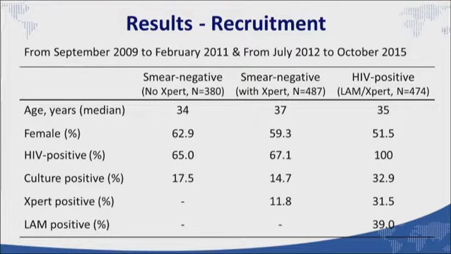In HIV-positive patients, always with suspicion of tuberculosis, 32% were culture positive. This difference is because, as I explained before, these patients are selected, so they were first all HIV positive, and then they were hospitalized or severely ill or with low CD4 or low BMI. Then Xpert was positive in 12% of the smear negative and 32% of the HIV positive, and LAM was positive in 39% of the HIV positive.